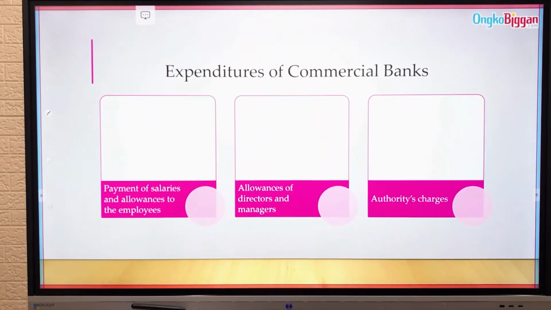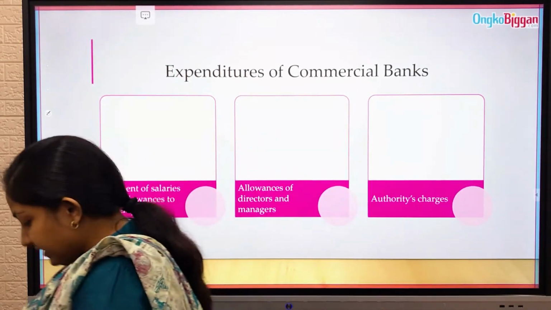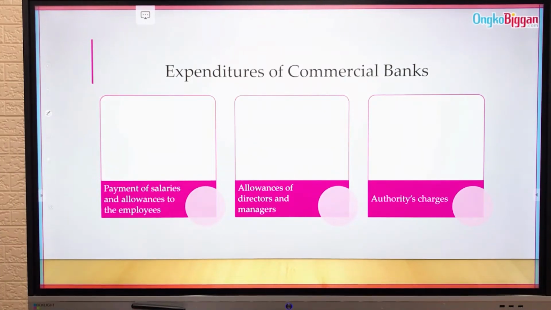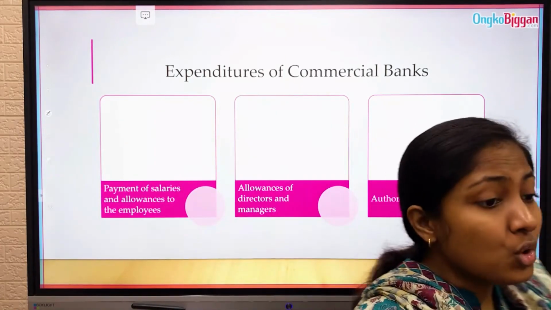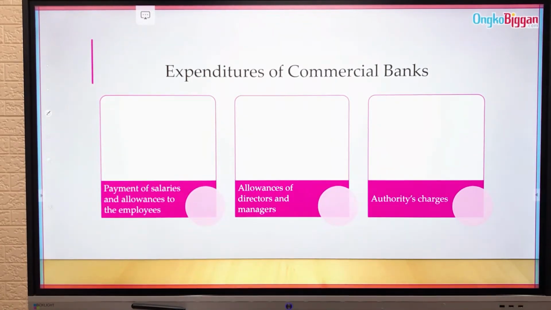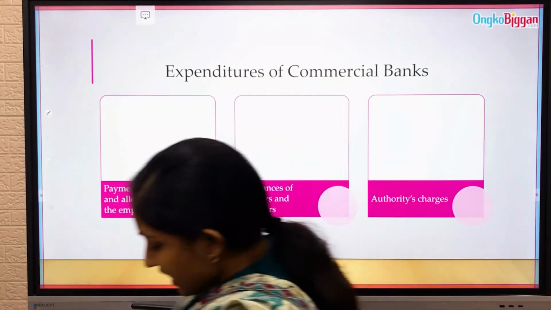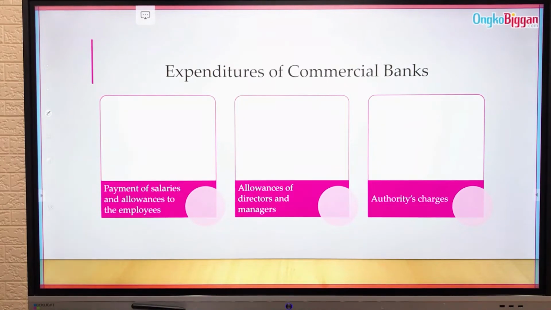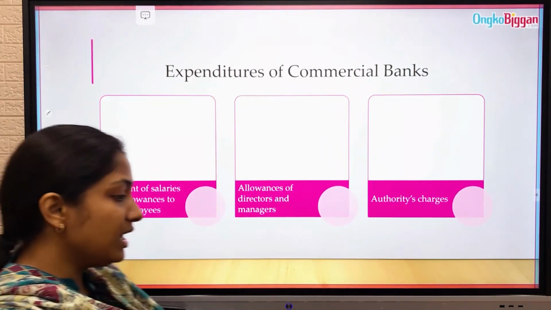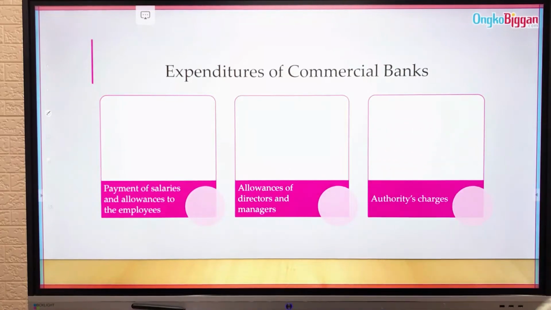Okay, allowances of directors and managers. Yes, you have to give some kind of allowances to managers and directors. They normally have a very big role when it's about a crisis situation, or when it's about decision-making time. So since it is about decision-making time or any kind of crisis or critical situation, if you give some kind of allowances to them, then they will motivate themselves, and then they can provide the best decisions to your bank.